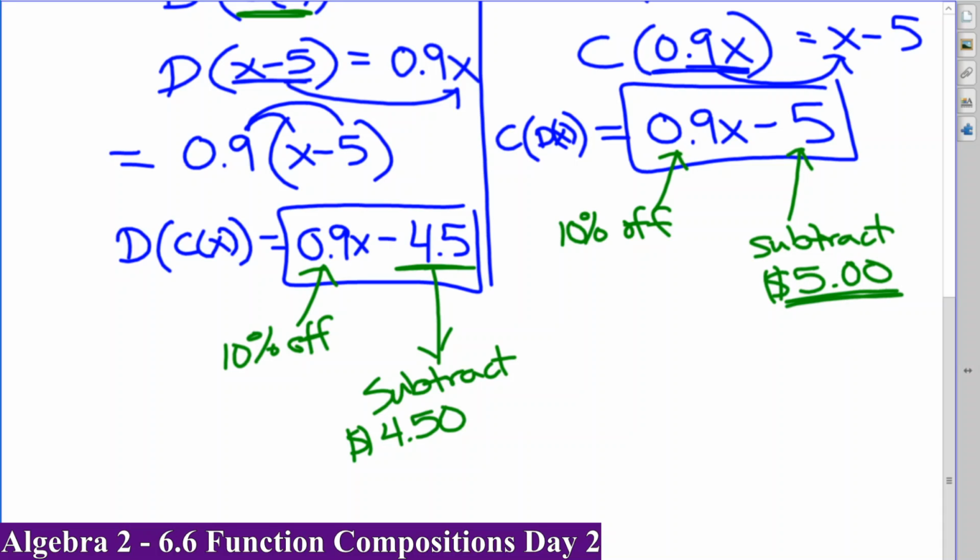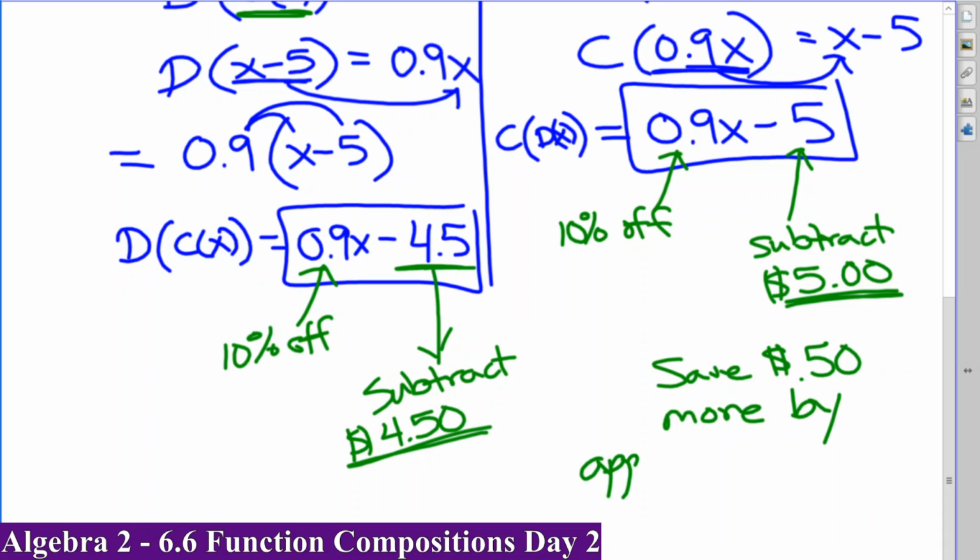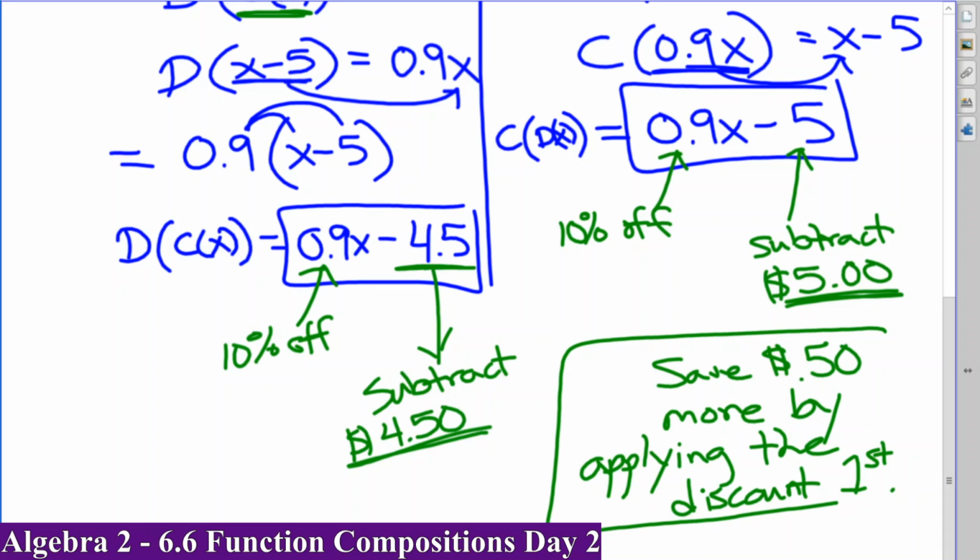So that's the only thing that's different. I get to subtract 50 cents more. So I'm going to save 50 cents more by applying the discount first. So it doesn't matter what the price of the pizza is, okay? I'm always going to save 50 cents more by applying the discount first, okay?